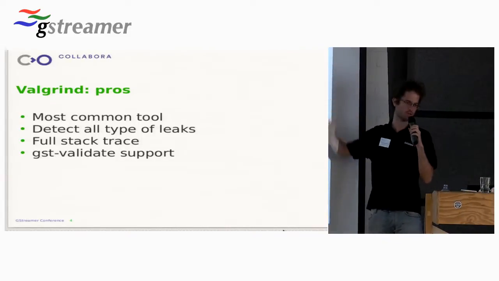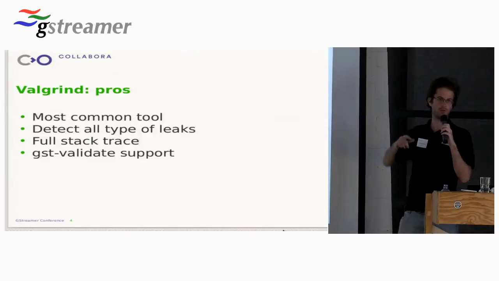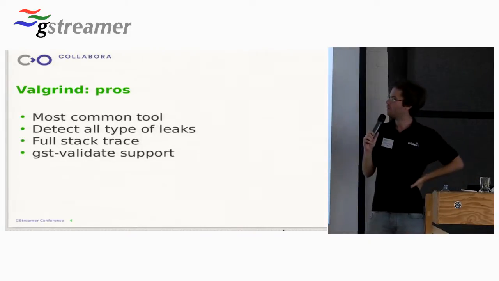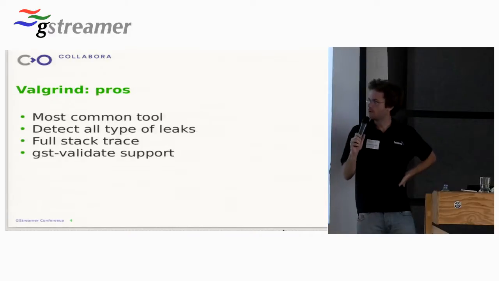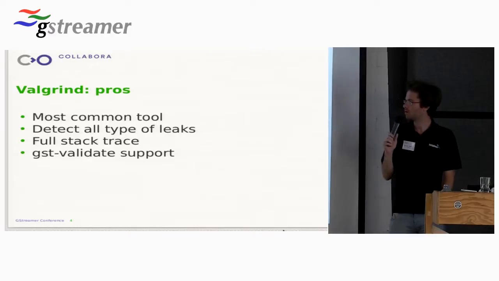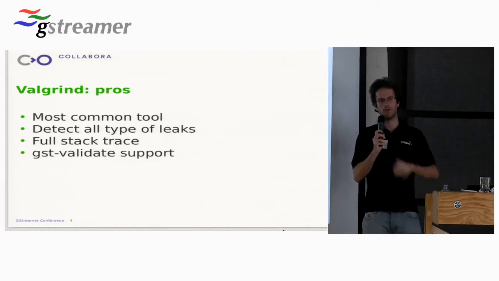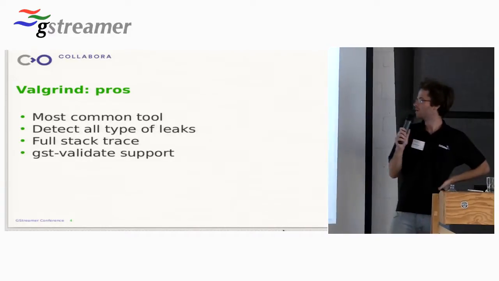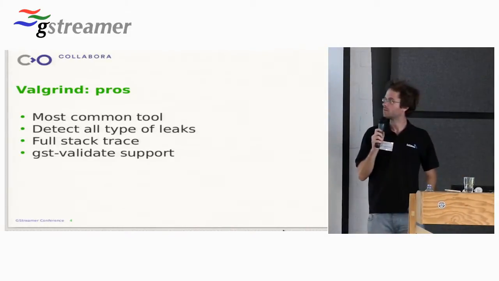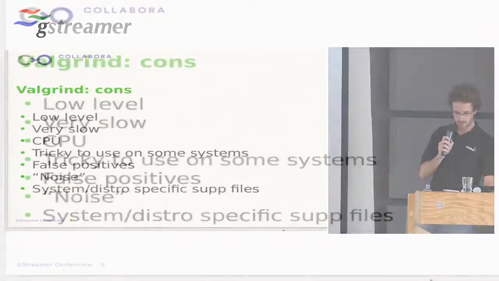It will give you a full stack trace, which is very useful because you can see all the code that leads to the memory being leaked. And we have GstValidate support, which is actually something I implemented a while ago. So you can run the whole GstValidate test suite using Valgrind, which is pretty cool to catch these kinds of things. So it's nice.